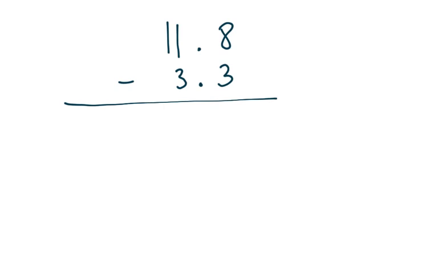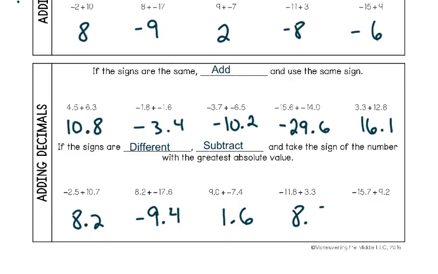So for now, I'm going to go ahead and ignore the negative, and I'm just going to take 11.8 minus 3.3. Since the signs were different, I'm going to subtract. 8 minus 3 is 5. Bring down the decimal. Can't take 3 from 1, so I have to borrow. I can take 3 from 11, and I get 8. So I get 8.5.